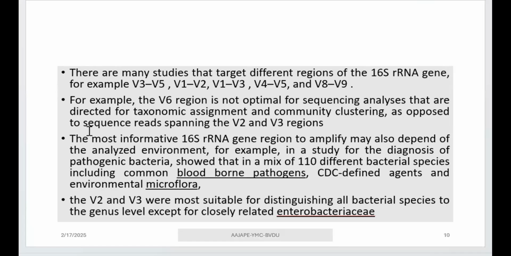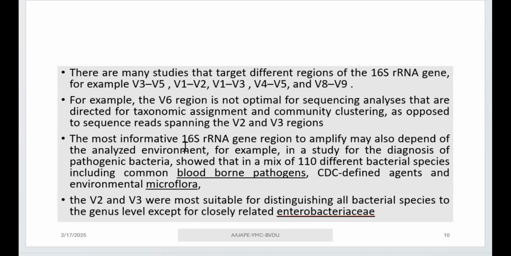Now here, the concern that we were talking about, hypervariable regions. There are many studies that target different regions of the 16S rRNA gene. So V3 to V5, V1 to V2, like that up to V8 to V9. Now the concern is, if you take the V6 region, it is not optimal for sequence analysis that are directed for taxonomic assignment and community clustering. But the sequence read between V2 and V3 regions is good for community clustering and taxonomic assignment.